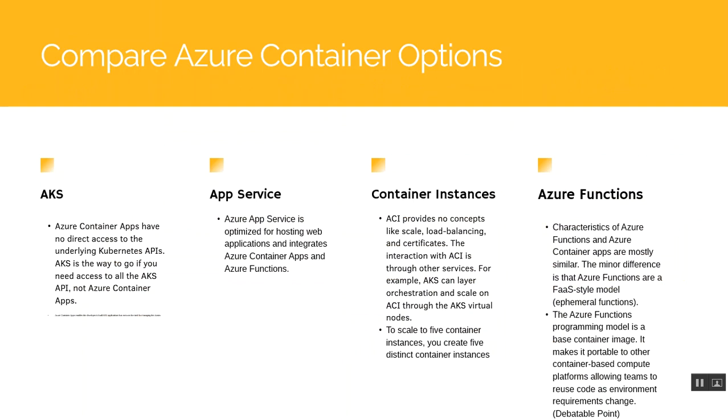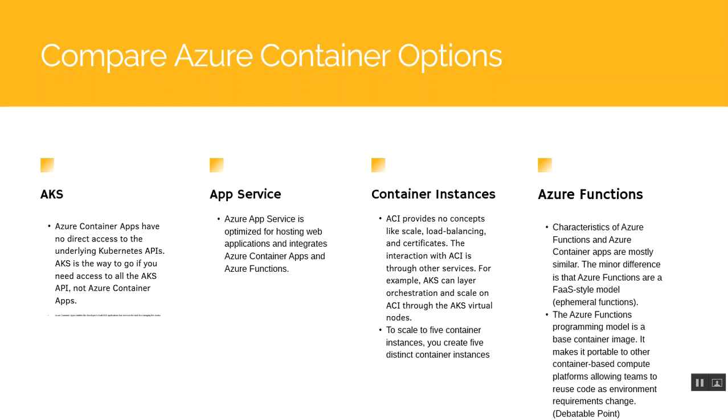So here comes the comparison of the Azure container options. The first question people ask is what does AKS do when Azure Container Apps is providing some additional features? Container Apps is still in preview, and it has no direct access to the underlying Kubernetes API. So AKS is the way to go if you need access to all the Kubernetes APIs, but not Container Apps. App Service is optimized for hosting web applications and integrates with Azure Container Apps and Azure Functions. When you pick the service, you have to make sure it is apt for the application you're going to host.